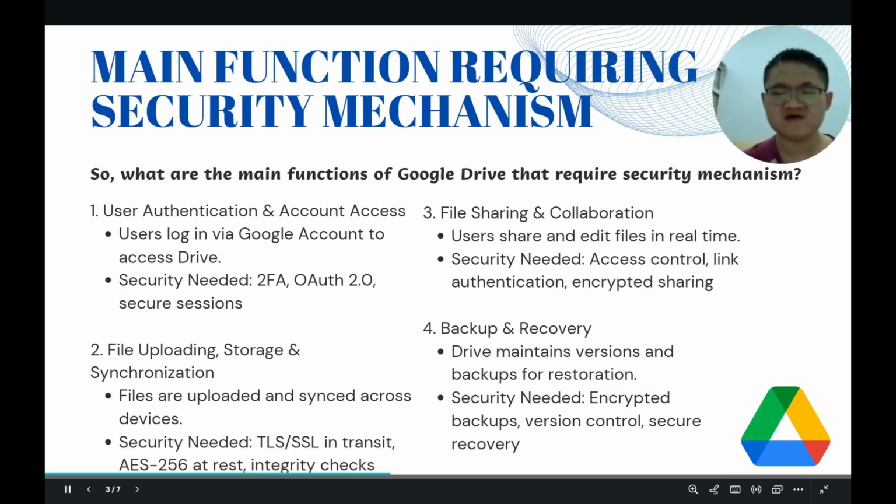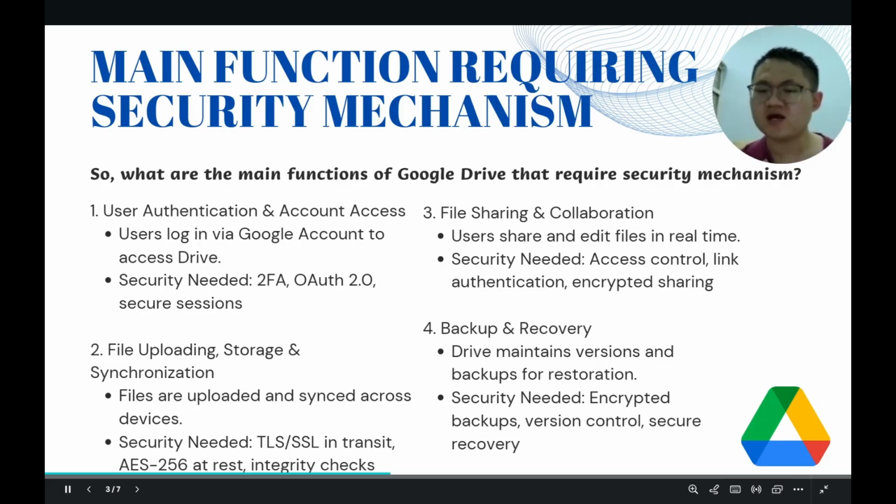Next, I would like to talk about several main functions requiring security mechanisms in Google Drive. In Google Drive, there are several main functions that depend on cryptographic security to ensure data protection. First, user authentication and account access require secure mechanisms such as OAuth 2.0, secure sessions, and two-factor authentication or 2FA to verify user identity and prevent unauthorized access. Next, file uploading, storage, and synchronization use TLS or SSL encryption to secure data during transfer and AES 256 encryption to protect files stored in Google servers.